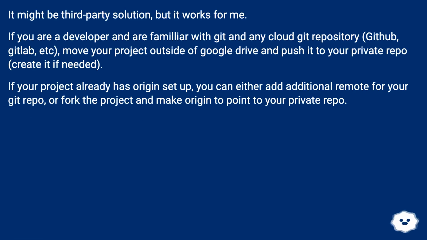It might be a third-party solution, but it works for me. If you are a developer and are familiar with Git and any cloud Git repository, GitHub, GitLab, etc., move your project outside of Google Drive and push it to your private repo, creating it if needed. If your project already has origin set up, you can either add an additional remote for your Git repo, or fork the project and make origin point to your private repo.